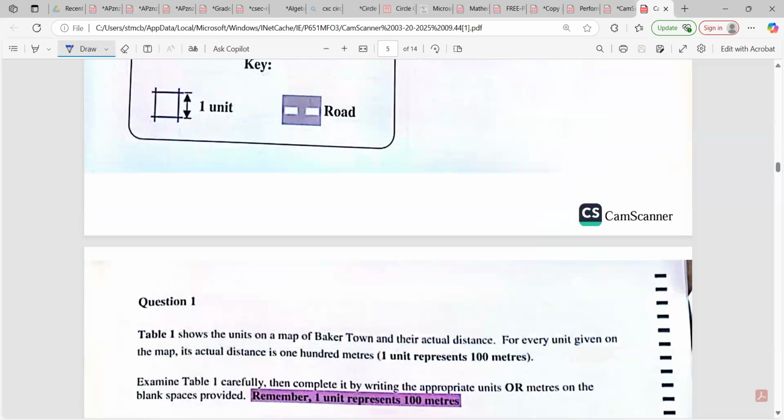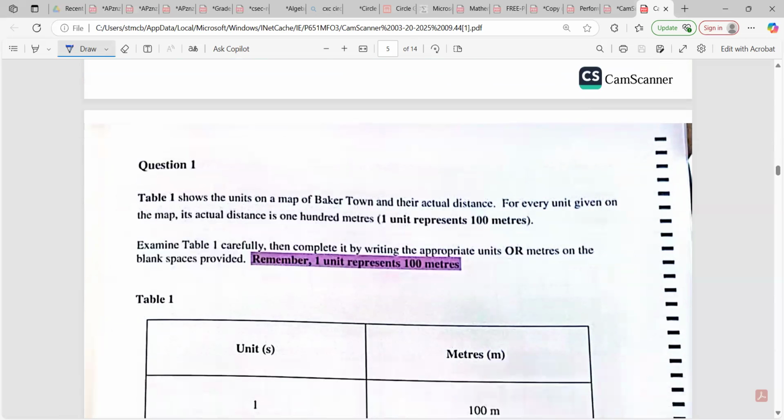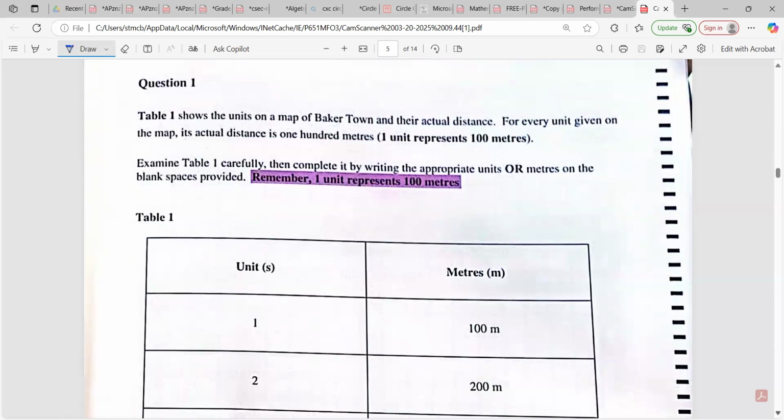Let's proceed. Table 1 shows the units on a map of Bakertown and their actual distance. Every unit given on the map has an actual distance of 100 meters. 1 unit is equal to 100 meters. Carefully complete table 1 by writing the appropriate units or meters in the blank spaces.